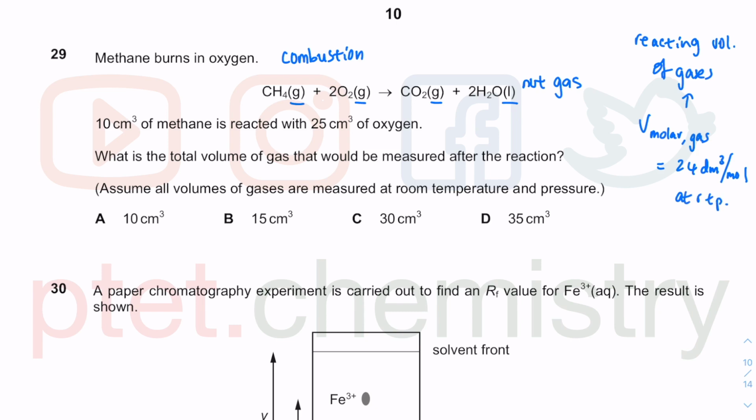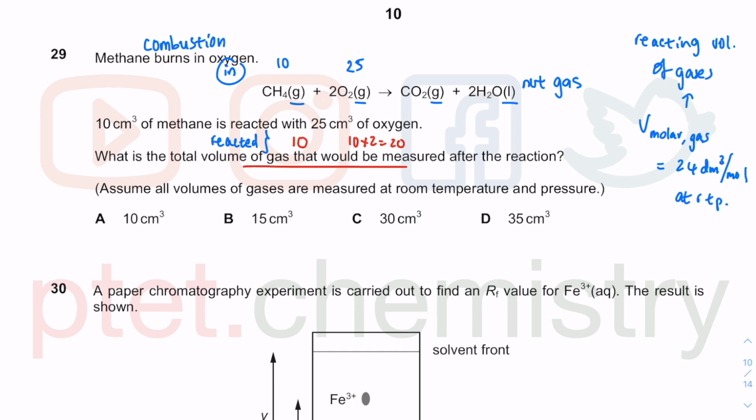If we have 10 cm cube of methane, and we put in 25 cm cube of oxygen, this is what you put in. But when you think about what reacted, based on the reacting amount, 1 mole reacts with 2 mole. So 1 mole of a gas, 24 dm cube, will react with 2 mole, which is 48 dm cube. So if you have 10 cm cube, you should only react 20 cm cube, because 10 times 2 is 20 cm cube reacted.